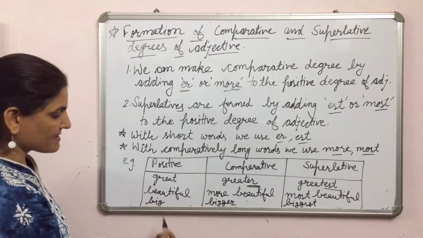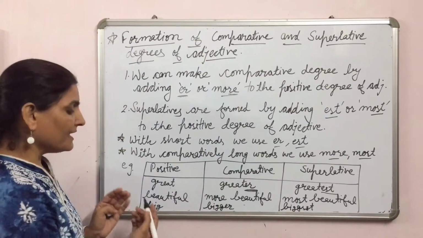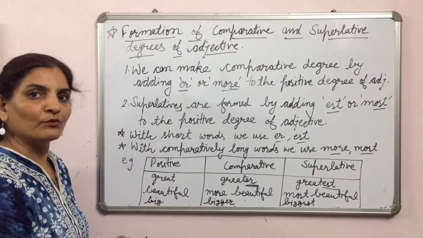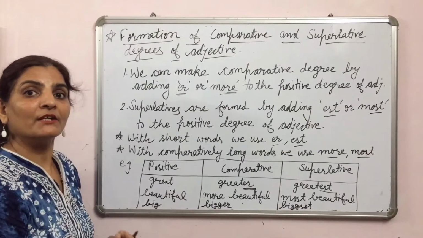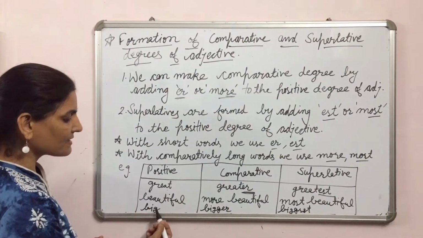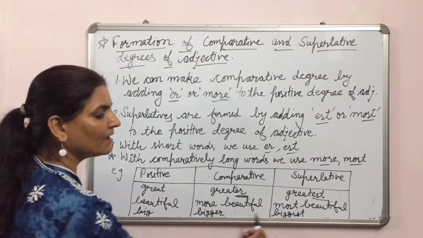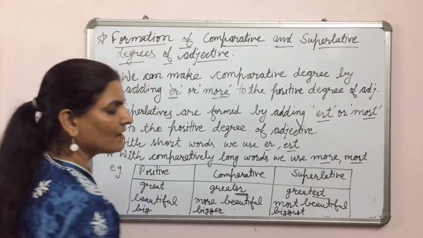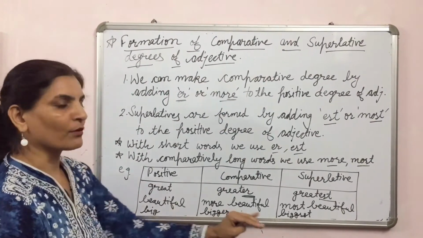Let us see the third example. Big, bigger, biggest. In some words, we have to double the last letter of the positive degree. Big, the last letter is G. So we have doubled G here, bigger, and biggest here. So sometimes we have to use this format also.